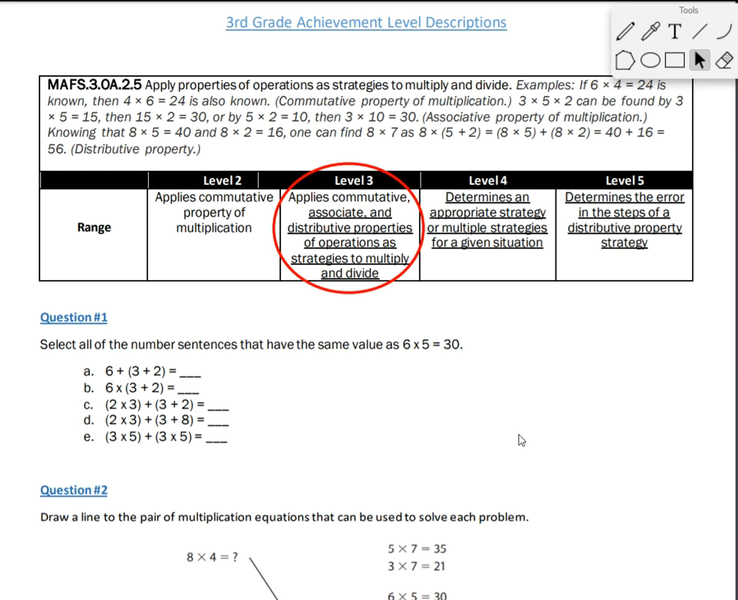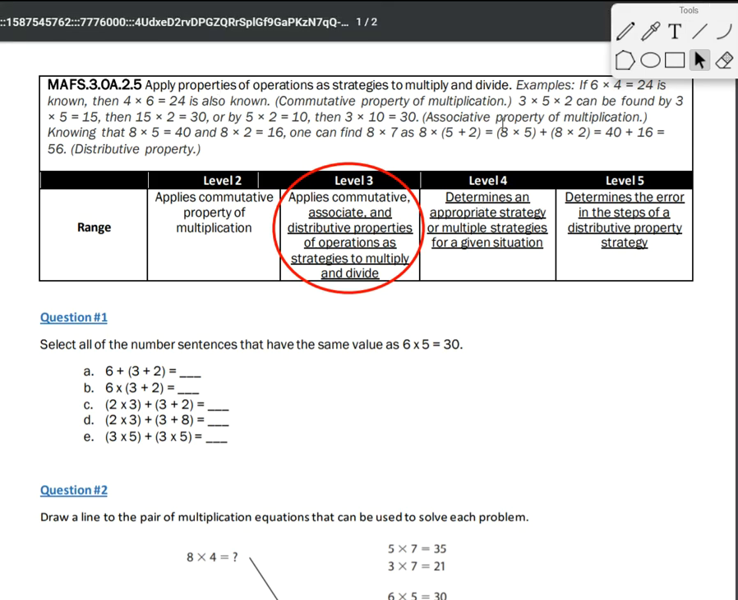So here we have one of our lovely FSA practice sheets that we're looking at today, and we are looking at applying properties of operations to multiply and divide. So we're looking at our commutative property, associative property, and distributive property. Up here, they have an example of what each of those are. It goes and explains it. So if we're not sure, we can go back and take a look here.